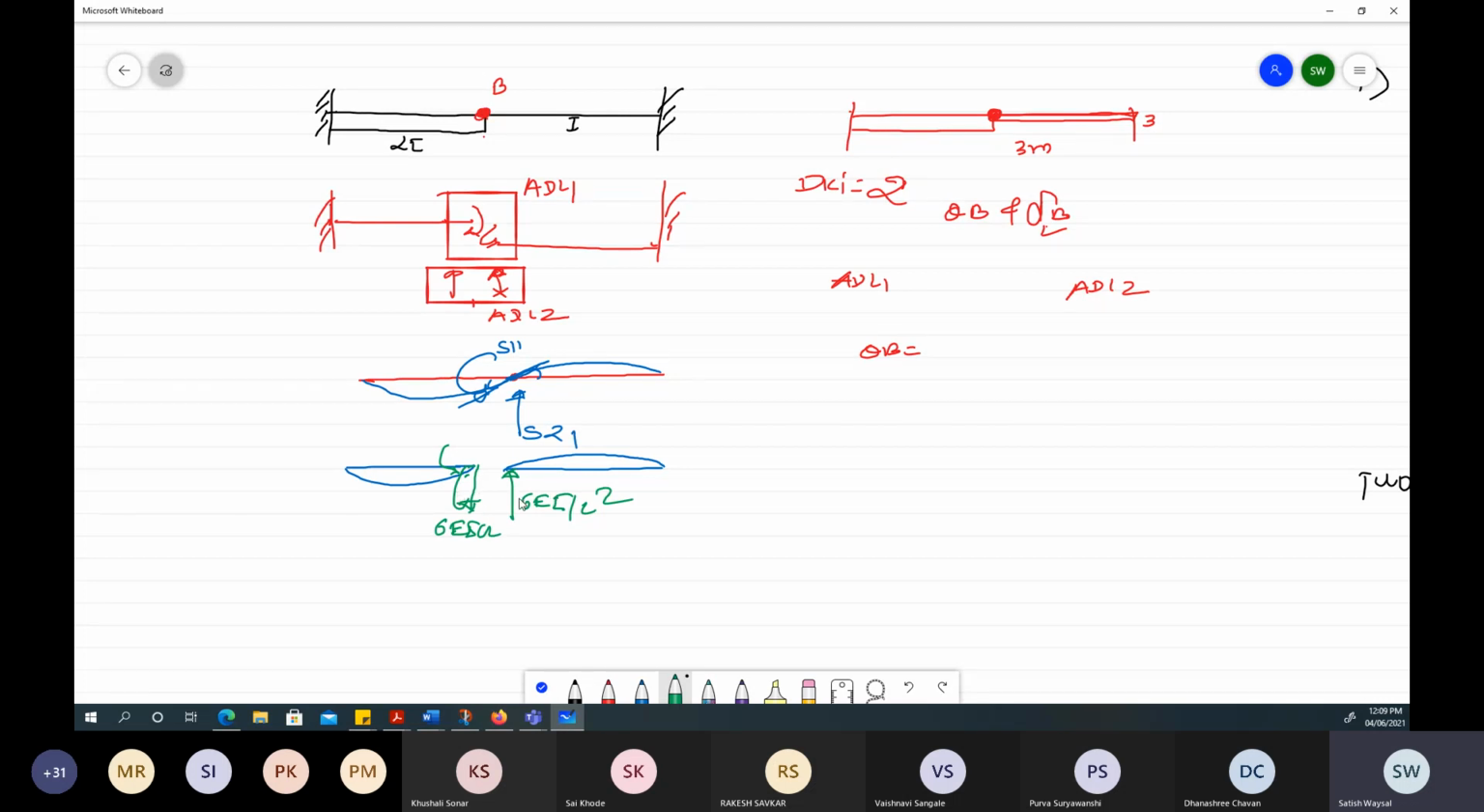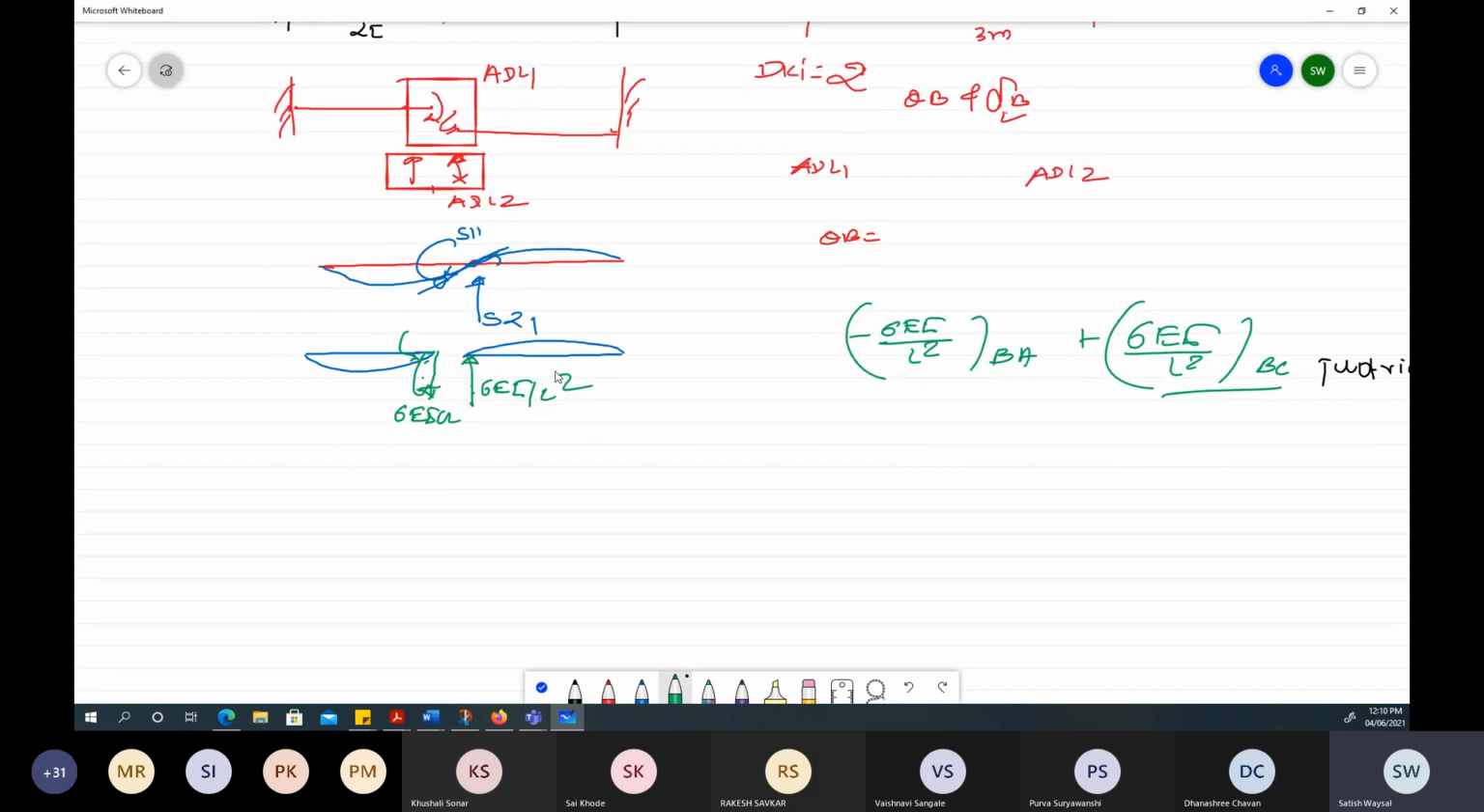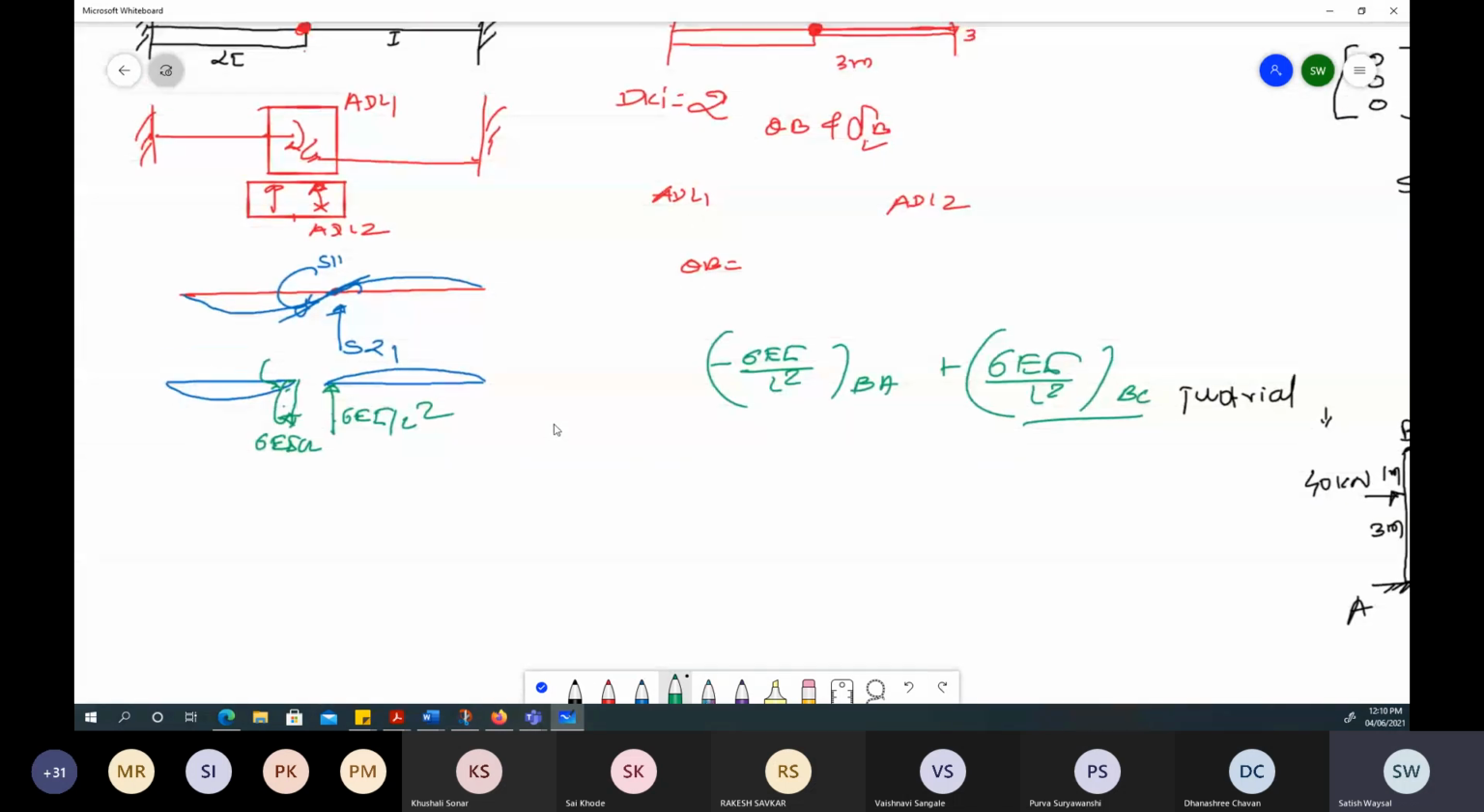That is S21, which we have to calculate. One is plus, another is minus: minus 6EI by L square and plus 6EI by L square. The net effect we have to consider while calculating S21. It means that while writing this down, it will be minus 6EI by L square for span B to A plus 6EI by L square for span B to C. This will be the change in this type of problem. It is possible that this type of question will be asked in the objective exam to check your concepts.